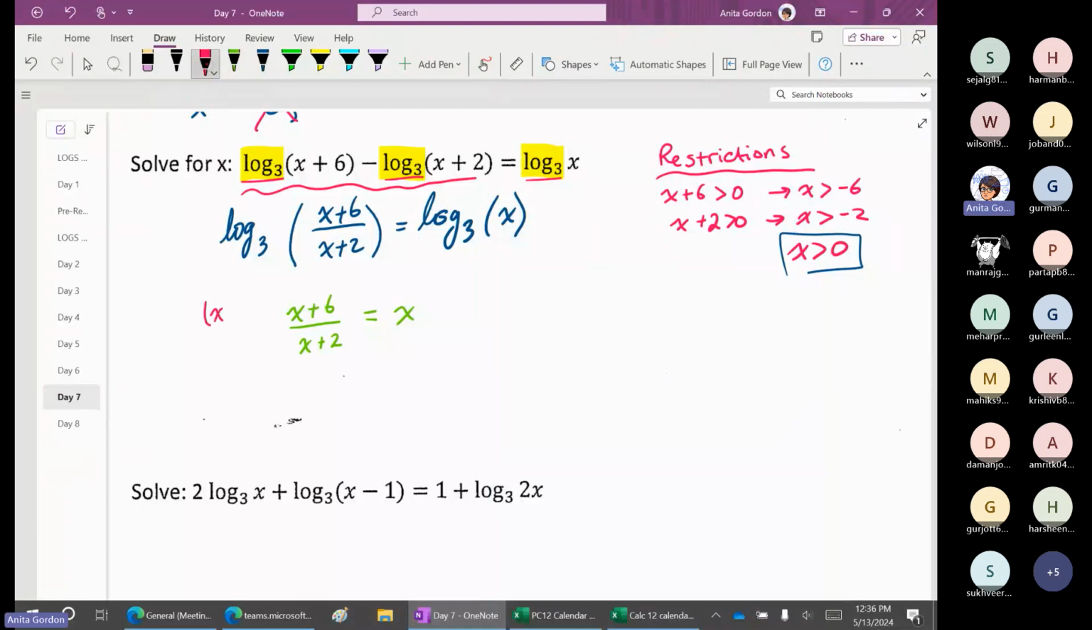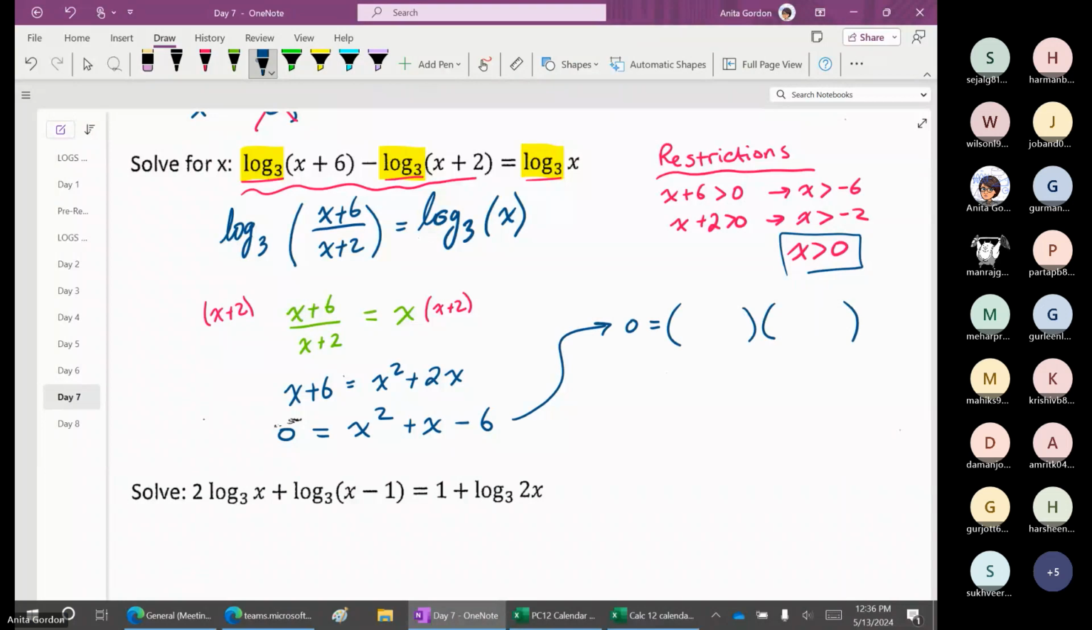I can multiply both sides by x plus 2 to get rid of the denominator. I'm left with x plus 6 equals x squared plus 2x. Notice that I'm building a quadratic here, x squared plus x minus 6. What are my possibilities?